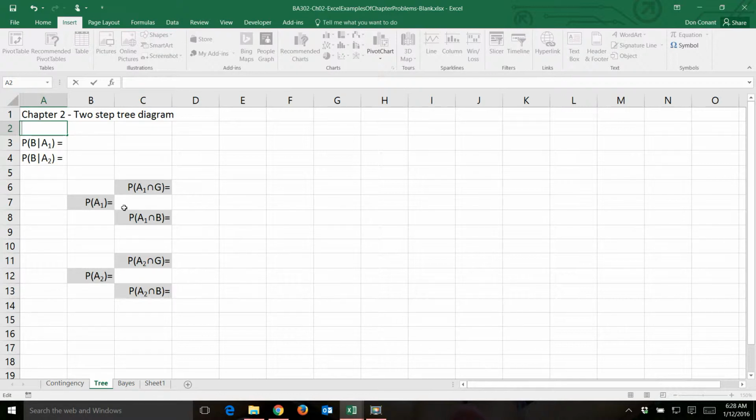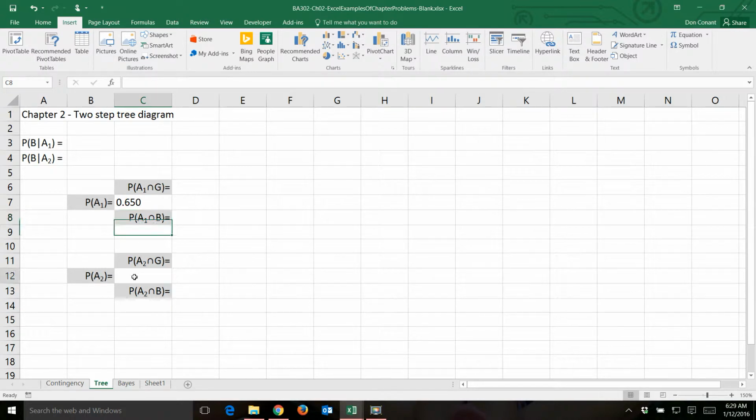I've set up the worksheet like this to resemble a tree in Excel. We're going to calculate joint probabilities using a probability tree. In the example, we're given a few pieces of information. First of all, we're told that the probability of receiving a part from company A is 65%, so the probability of A is 65. I'll put that in 0.65.